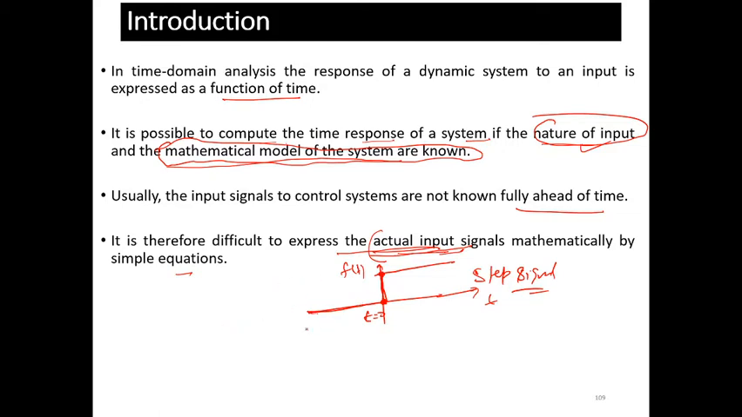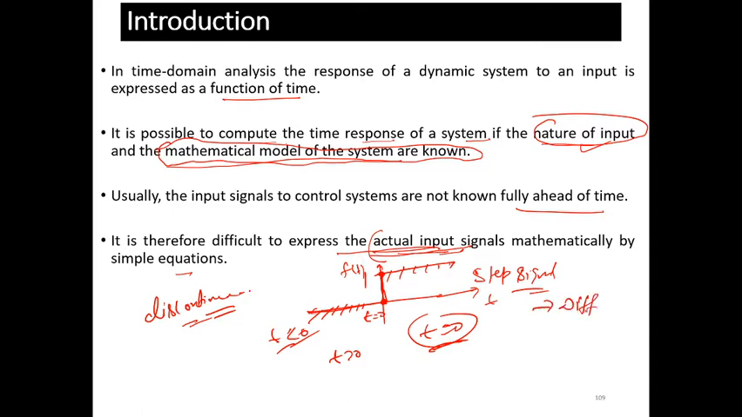For t less than 0, it is very clear the value is 0, right? And for t greater than 0, it is also very clear the value is 1. But at t equal to 0, it is very hard to say what the exact value is. The signal is discontinuous. Why discontinuous? Because this is not a differentiable function.